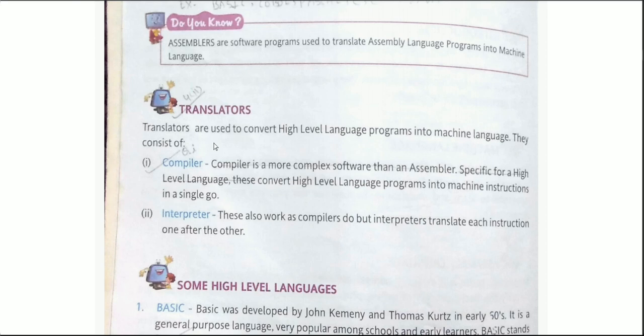And if you talk about interpreters, then these also work as translators, but an interpreter translates each instruction one after another. It takes code line by line, and the compiler takes all the code, all 10 lines of code, within a single throw. So that is the basic difference between your compiler as well as your interpreter.